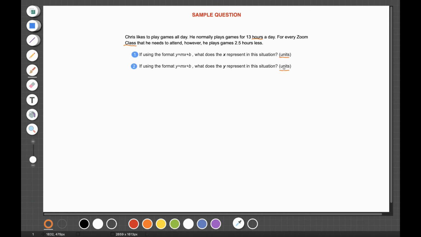So if we think about this, the next thing we have to remember is that the x unit always affects the y unit. It's not the other way around. So if we think about this, hours and classes, well, hours what? Hours playing video games, right? Hours playing games. So are the hours playing games affecting how many Zoom classes he has? Or is how many Zoom classes he has affecting how many hours he gets to play? And it's that other way around, right?